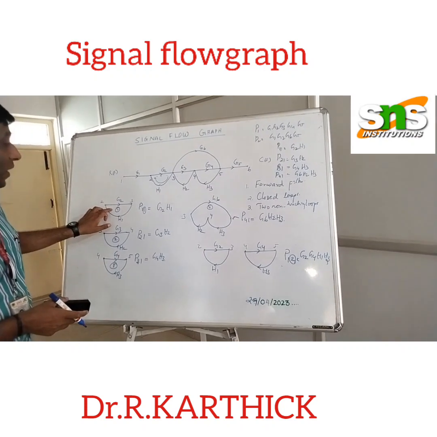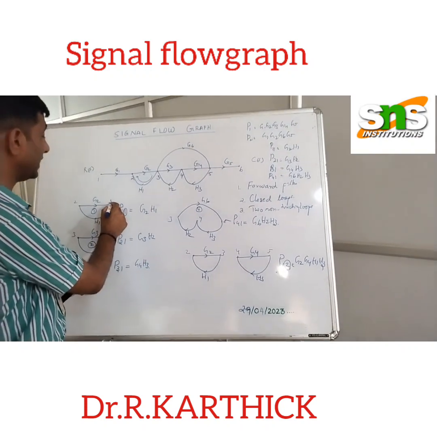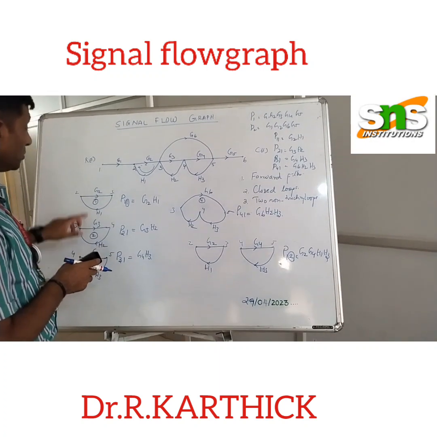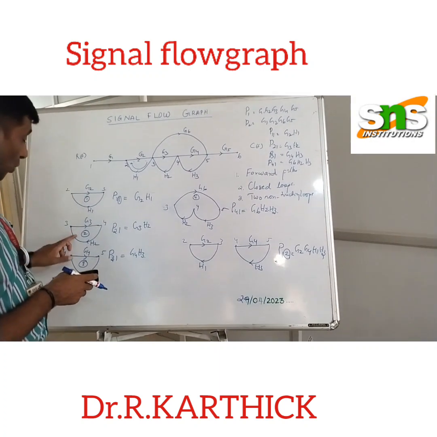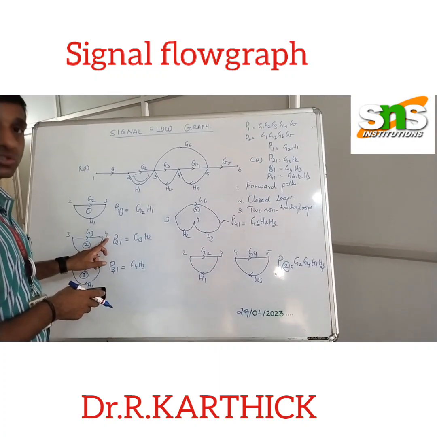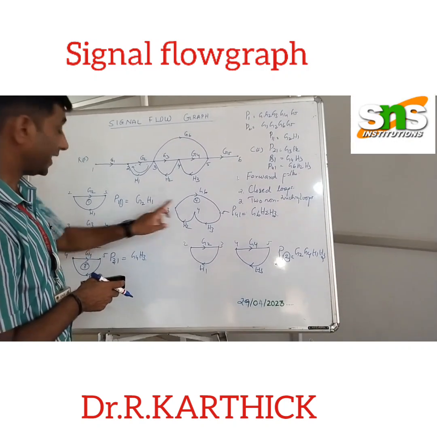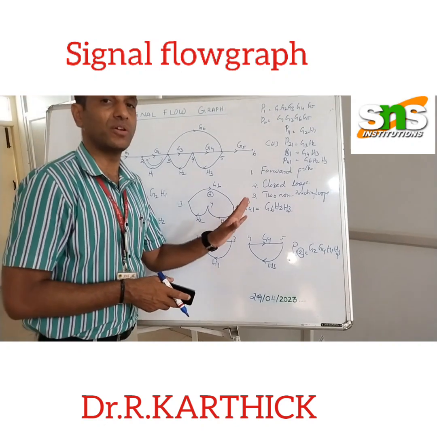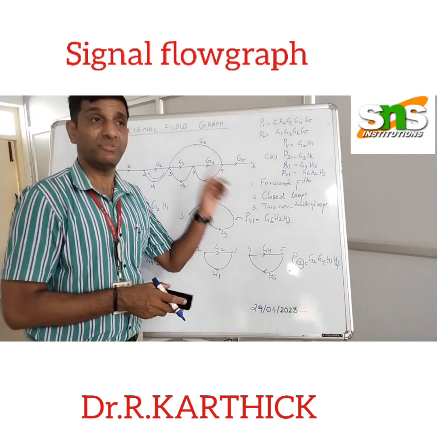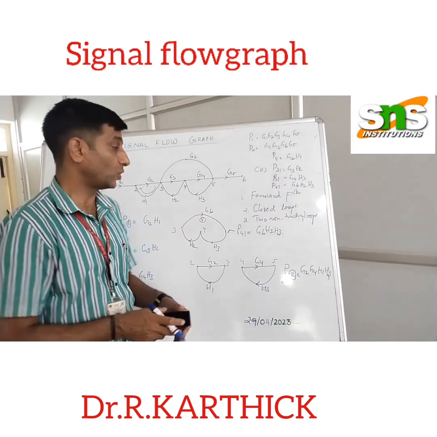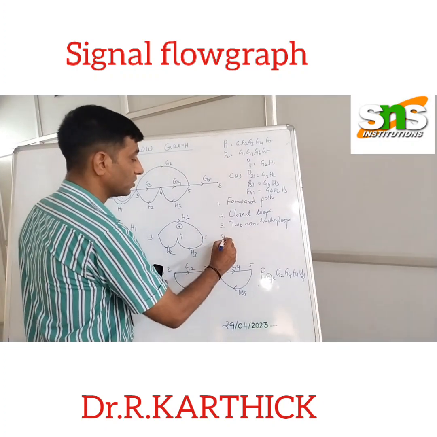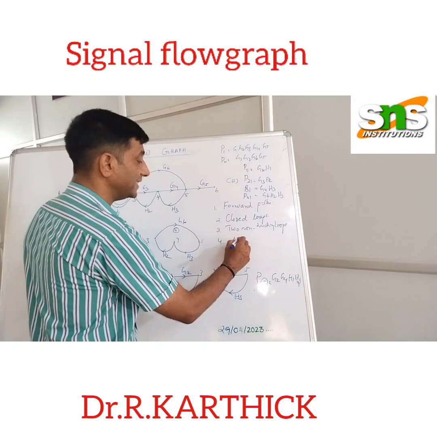Similarly, I'll take 1 with 4. Now you can see 3 is common, so it is not a combination. Similarly, 2 with 1 already we have seen. 2 with 3, again there are common nodes. 2 with 4, again there are common nodes. So therefore, further we don't have any 2 non-touching loops. We have only one combination of 2 non-touching loops. So my step 3 is completed. And my step 4 is to identify delta.